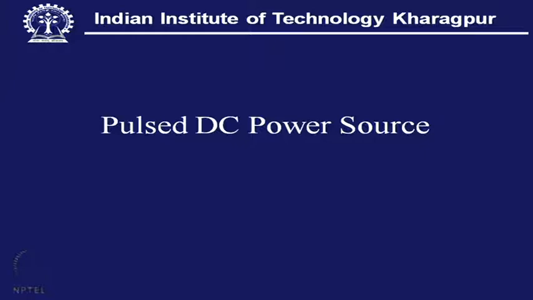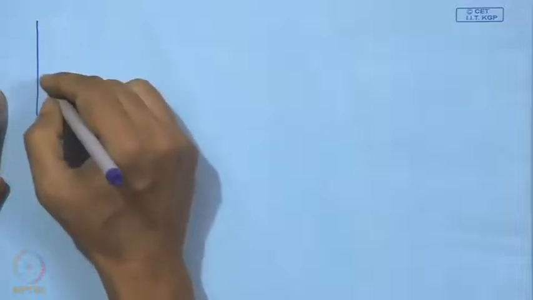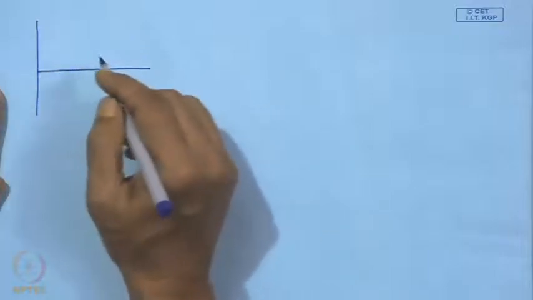Now, having realized the complexity of this RF technology, people made a thorough search for an alternative to this sputtering, and as a result of that, the pulse DC power source came into being. So, what is that pulse DC power source? In this case, it is actually a DC, a DC with some chopping and interruption.